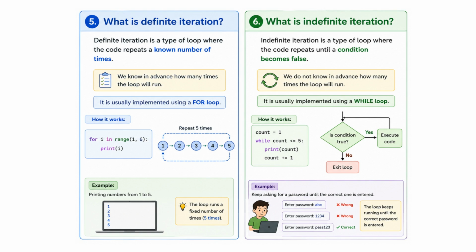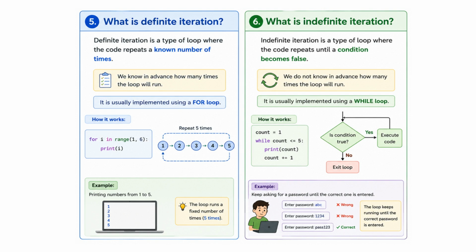The statement for i in range 1 to 6 repeats the instructions 5 times. During each repetition, the program prints the current value. The output is 1, 2, 3, 4, and 5. After the 5th repetition, the loop automatically stops. A simple real-world example is printing the numbers from 1 to 5. Since we know there are exactly 5 numbers to print, a for loop is the best choice. Remember, definite iteration means the number of repetitions is known before the loop begins.